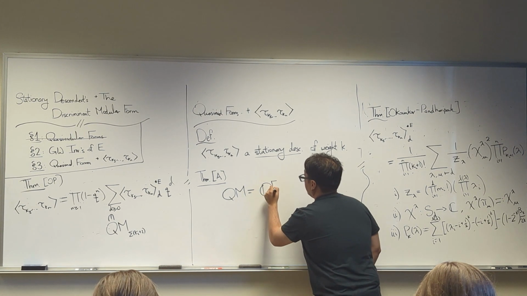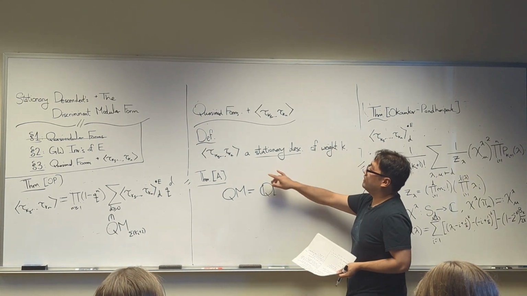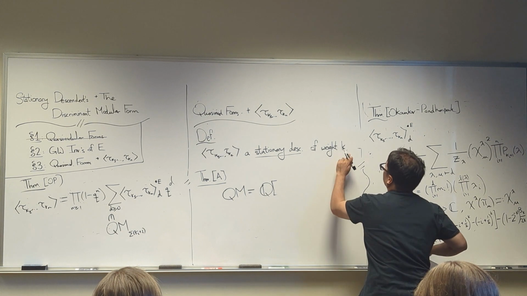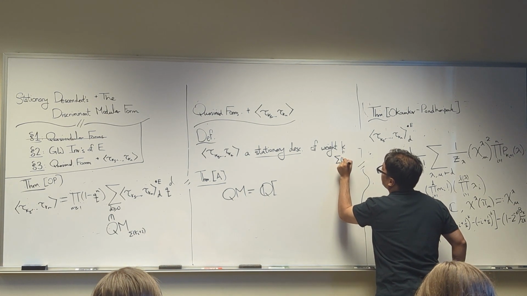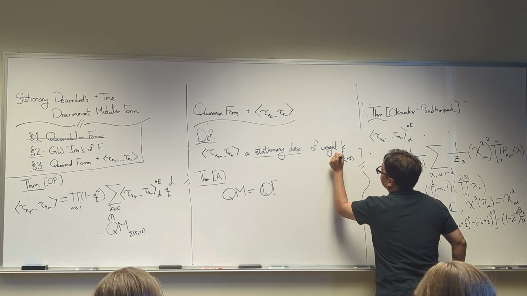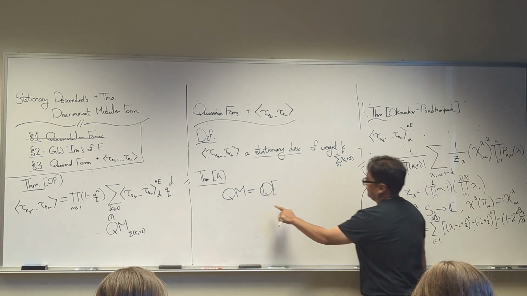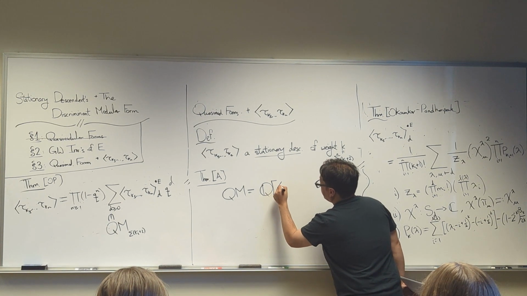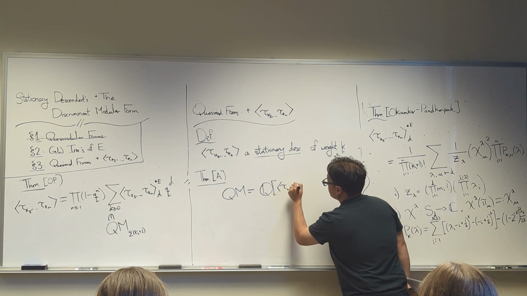What do I mean by k? k will be the sum of the k_i's plus 2. So the first result is that the entire ring of quasi-modular forms can always be generated by the following triples.